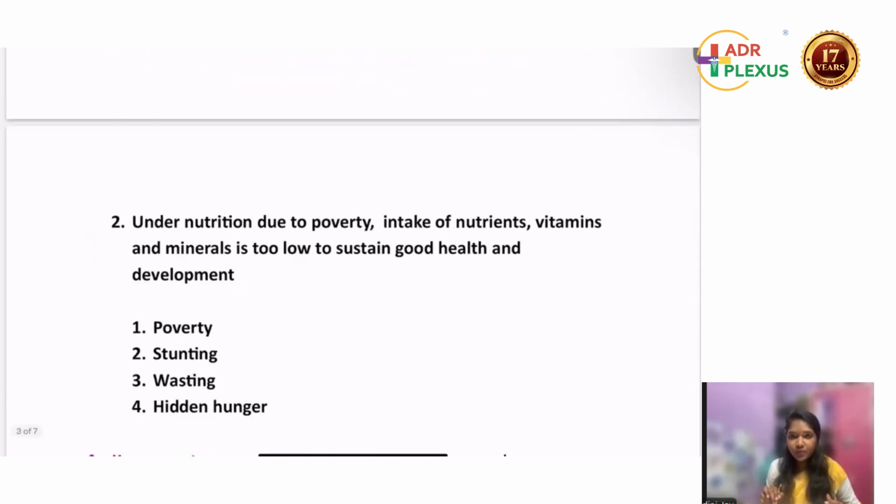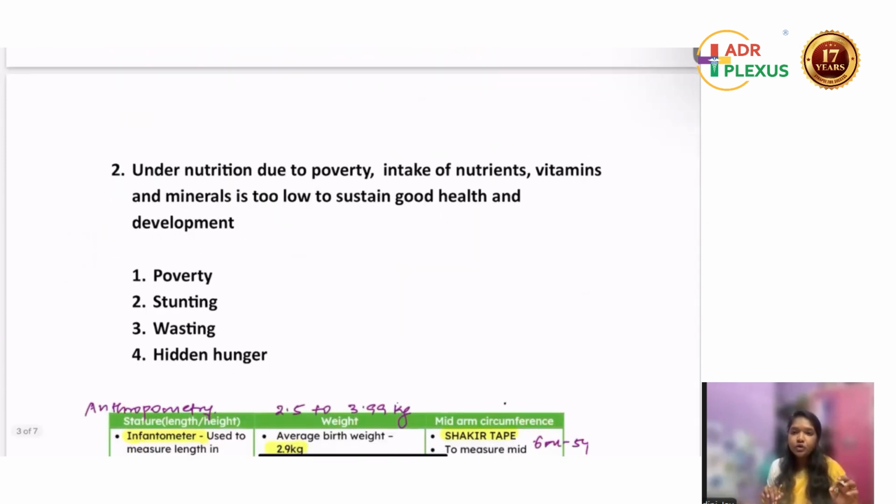Moving on to the next question. Undernutrition due to poverty: intake of nutrients, vitamins and minerals is too low to sustain good health and development. What is this? They have asked. So what is given in the question? The intake is less to sustain good health and development. It means that the quality of nutrients the child is taking is not enough to meet the metabolic demand or the nutrient demand of the child.